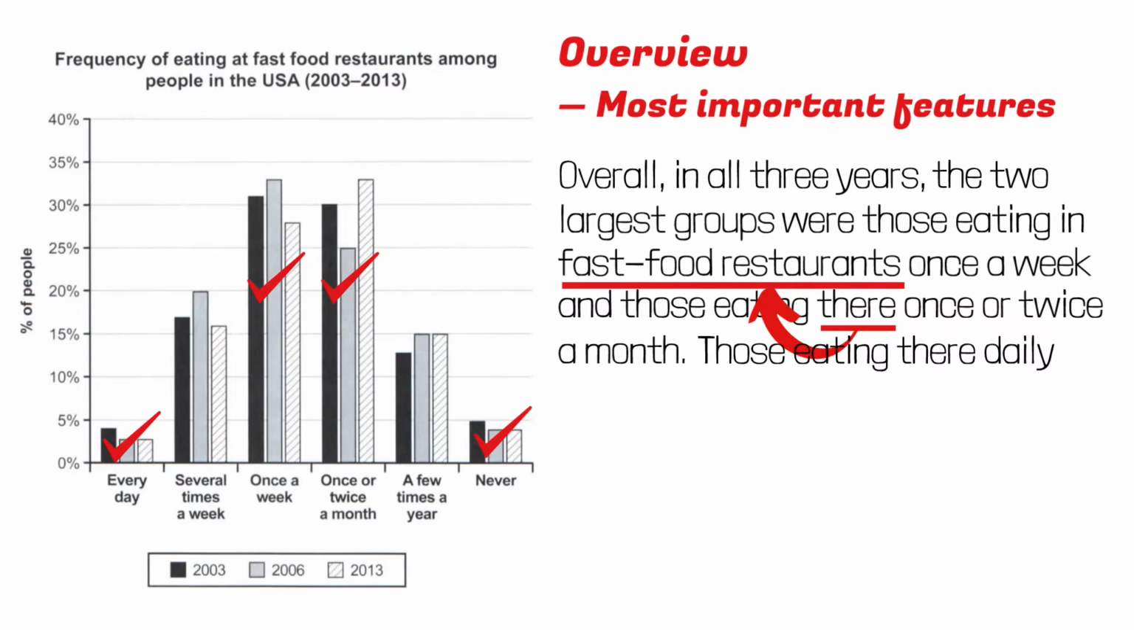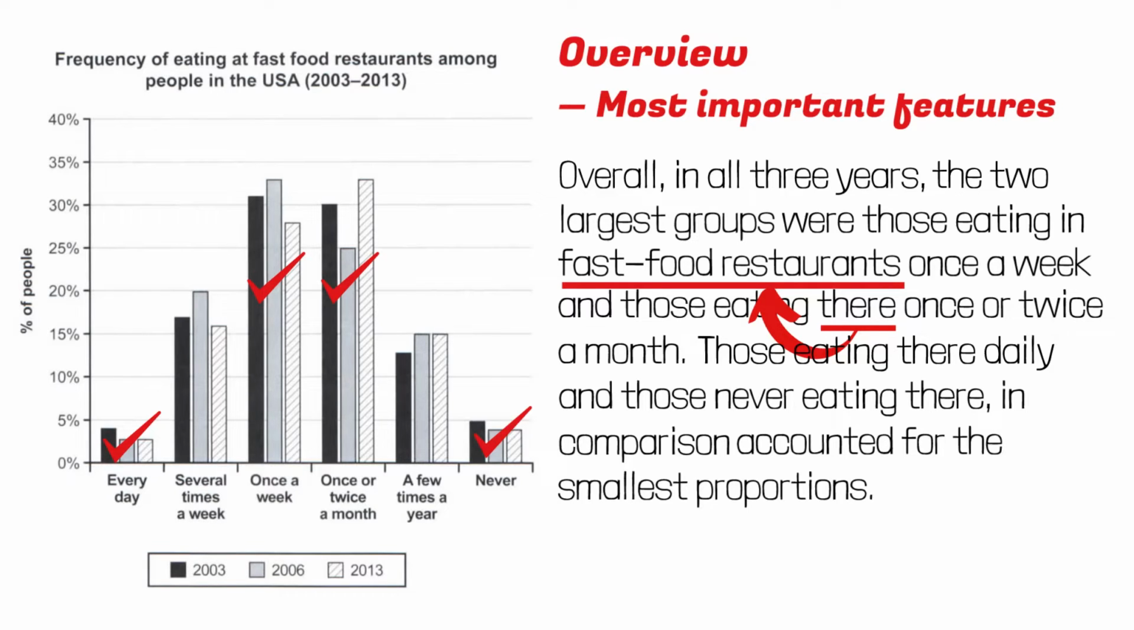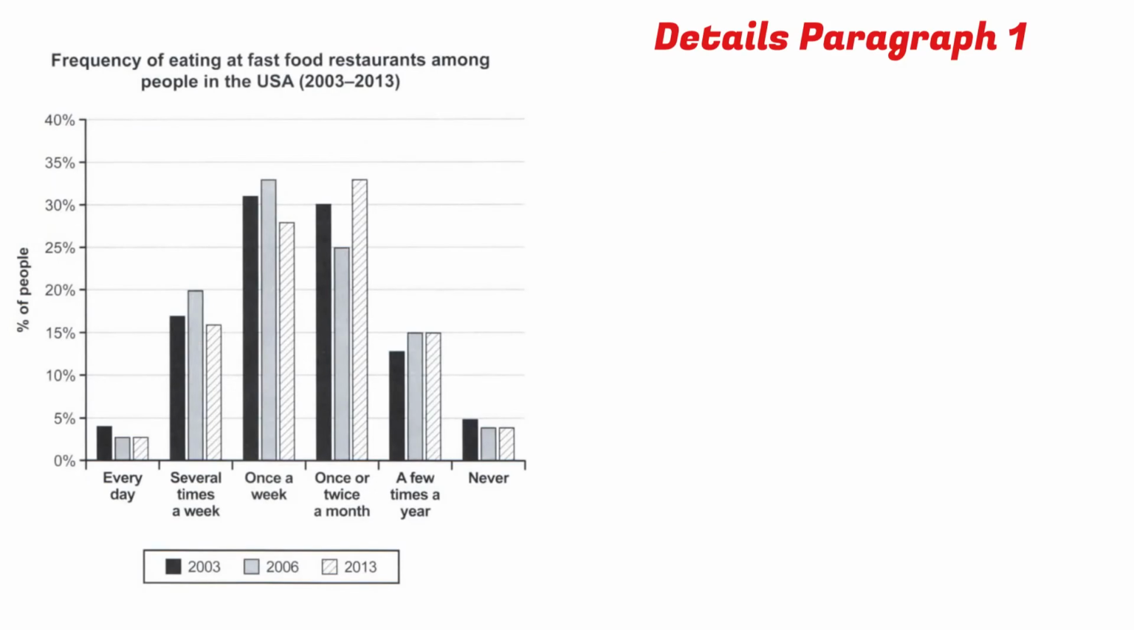Those eating there daily and those never eating there in comparison accounted for the smallest proportions. This paragraph is also done. Now let's move on to details paragraph 1.